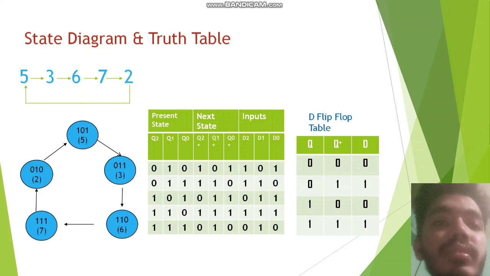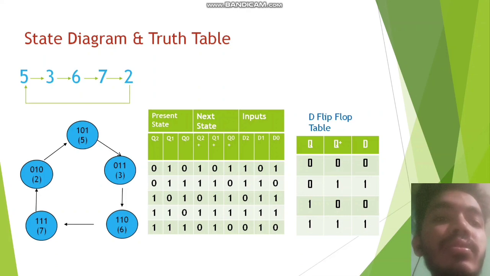Then 0 0, present state q2 is 0, next state q2 is 1, and 0 1 is equal to 1. We got 1. Then 1 1 0, 1 0 is equal to 0. Then 1 1 is equal to 1, and 1 0 is 0. Then we go to the present state q1 and next state q1 plus. Then again it works like the previous one.